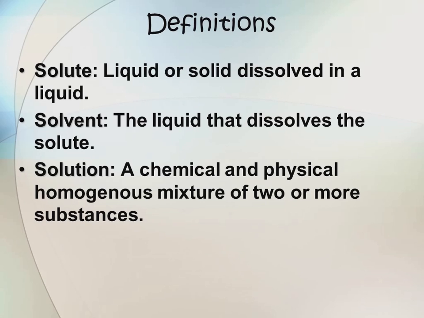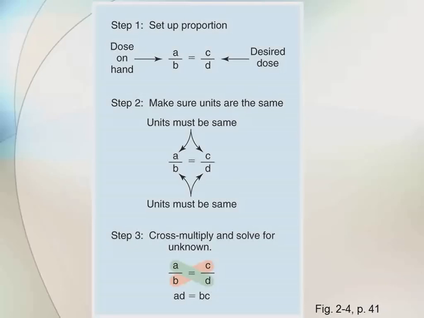Crossing off the days. Remember, the solute is the liquid or solid that is dissolved in another liquid. The solvent is what it's dissolved into. Solute would be the vodka. Solvent would be the orange juice. And the process then creates a solution, where it's two or more substances mixed together. We know how to do this using a proportion. If we have a dose on hand and a desired dose, we can go ahead and solve for that.